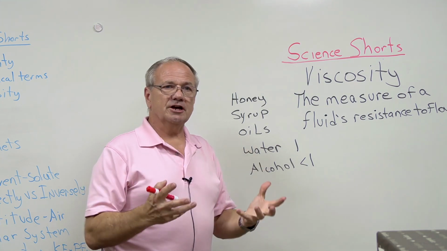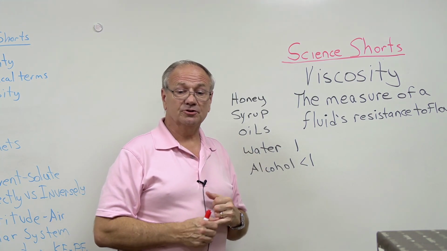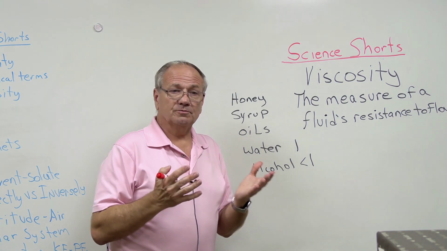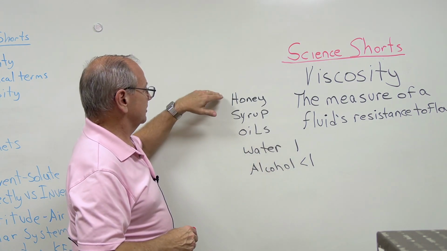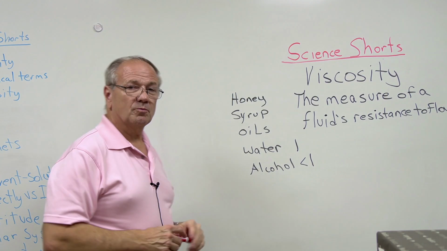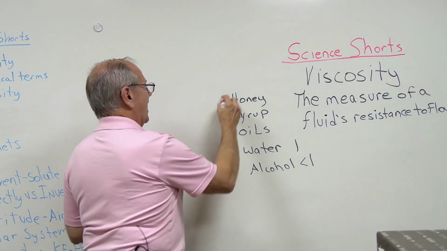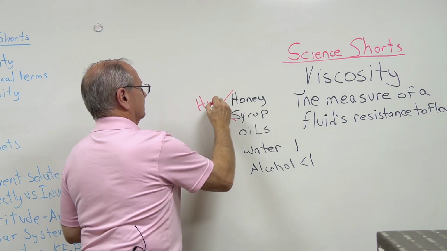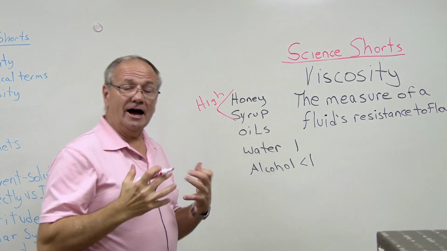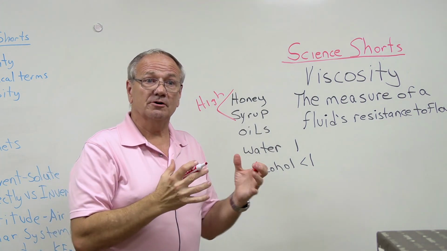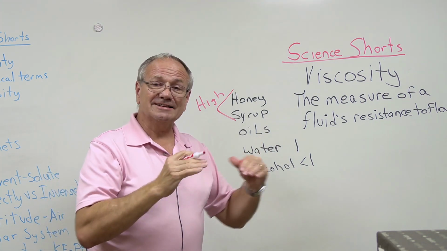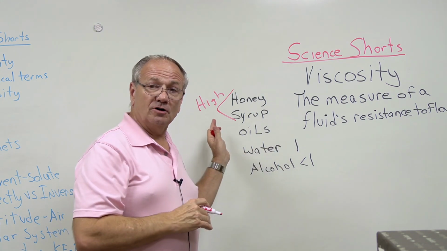To help you understand it a little bit better, sometimes it just helps to get some words and some things that can tell you something. Honey and syrup would have a very high viscosity. Now, they can even get higher if you put them in a refrigerator and they get colder. As they get colder, they become more viscous.